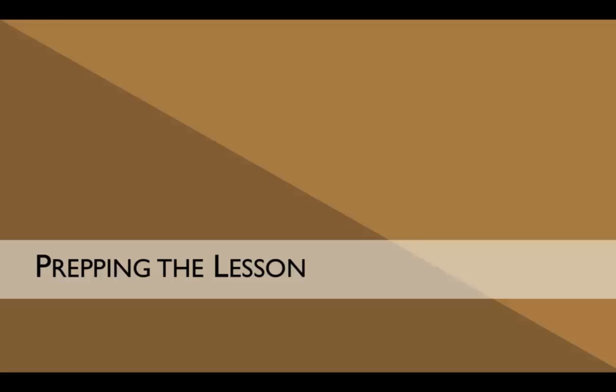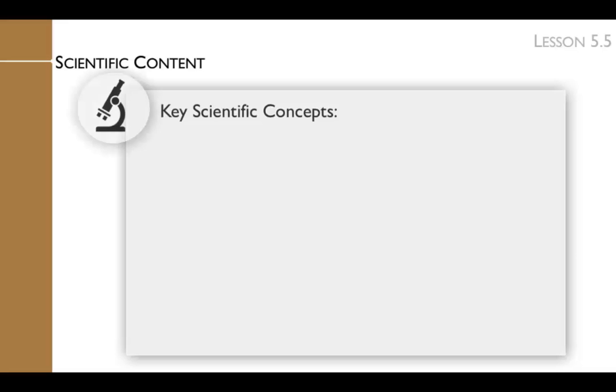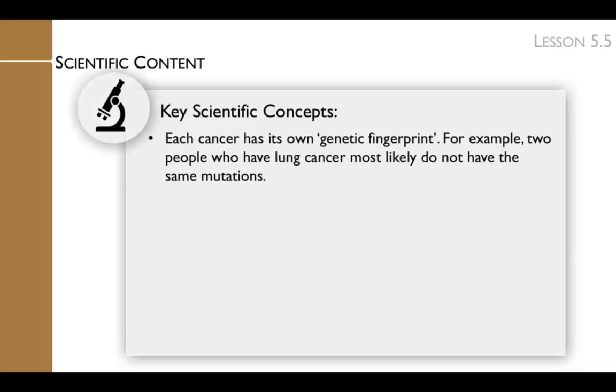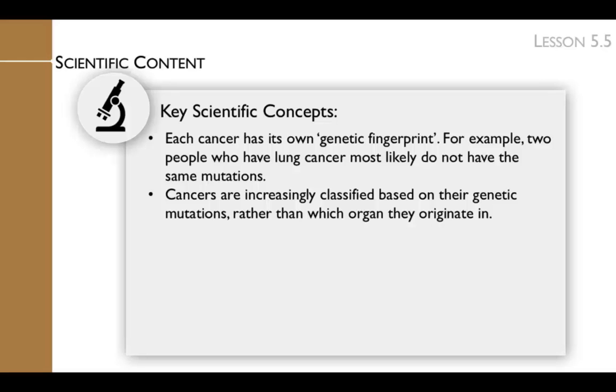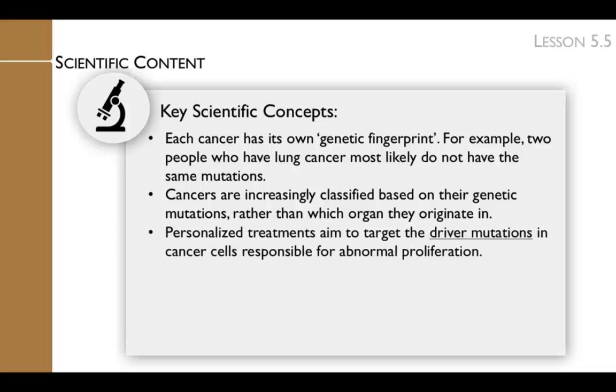To prepare for this lesson, you'll need to review the following key scientific concepts that will be presented throughout the lesson. Each cancer has its own genetic fingerprint. For example, two people who have lung cancer most likely do not have the same mutations. Cancers are increasingly classified based on their genetic mutations rather than which organ they originate in. Personalized treatments aim to target the driver mutations in cancer cells responsible for abnormal proliferation.